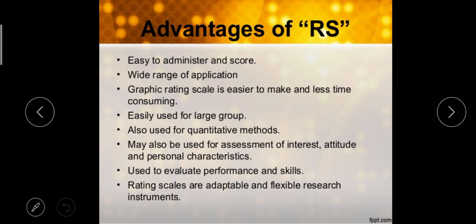And what are the advantages? It is easy to administer and score, has a wide range of application, and the graphic rating scale is easier to make and less time consuming. It is easily used for large groups and also for quantitative methods. It may also be used for the assessment of interest, attitude and many personal characteristics, used to evaluate performance and skill, and rating scales are adaptable and flexible research instruments.